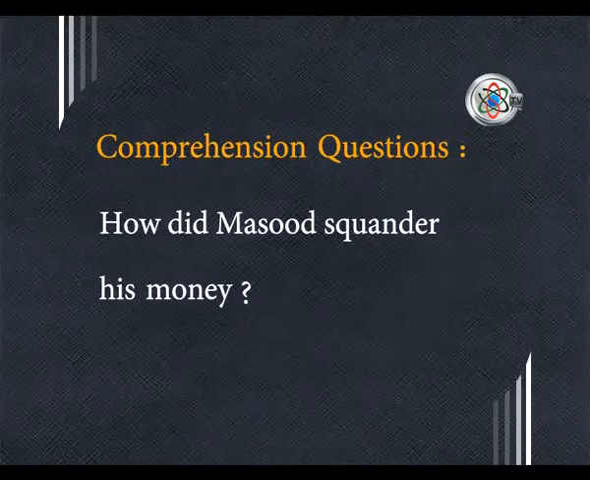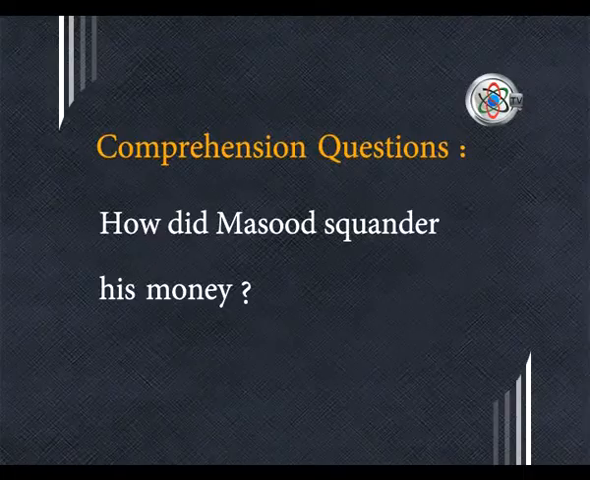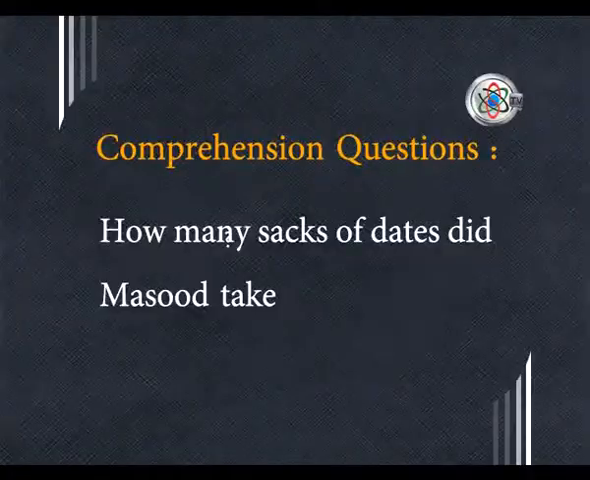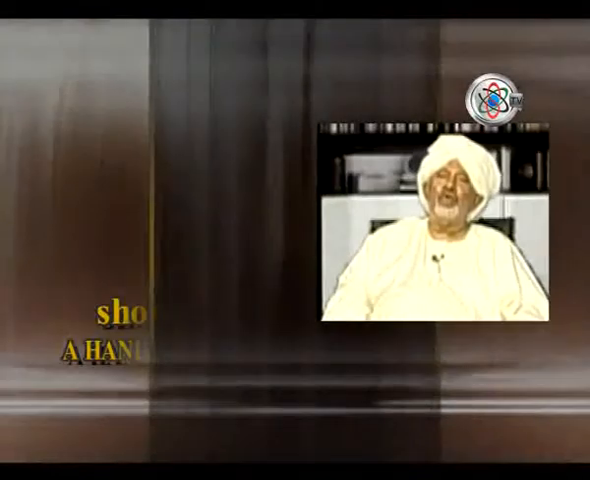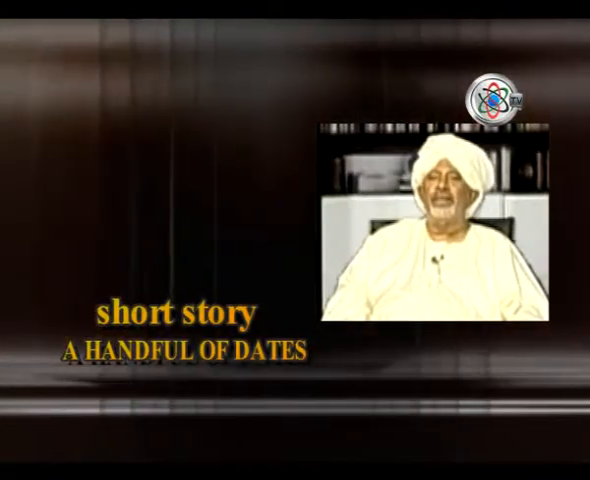Question 9. How did Mas'ud squander his money? Again, he wasted his money on women. How many sacks of dates did Mas'ud take? Mas'ud took only 5 sacks of dates.